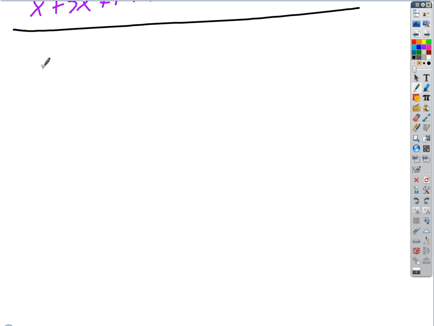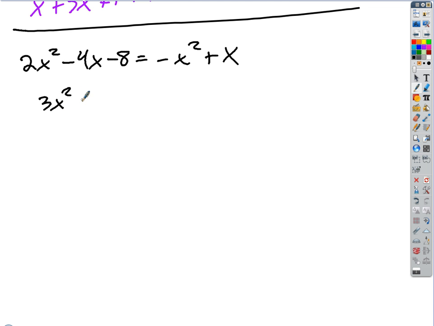Okay, so how am I going to solve that one without the quadratic formula? Say it again. Move it all to one side. Get it in standard form. Good. So that's going to give us 3x squared minus 5x minus 8 equals 0. Okay, how can we factor that?